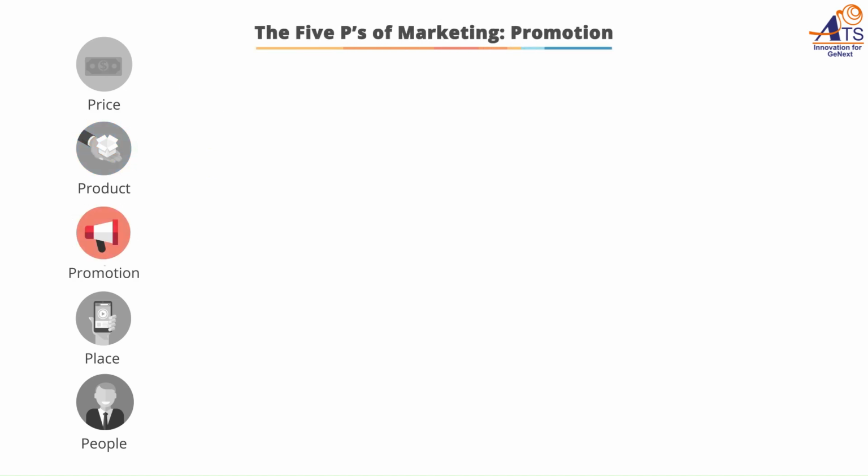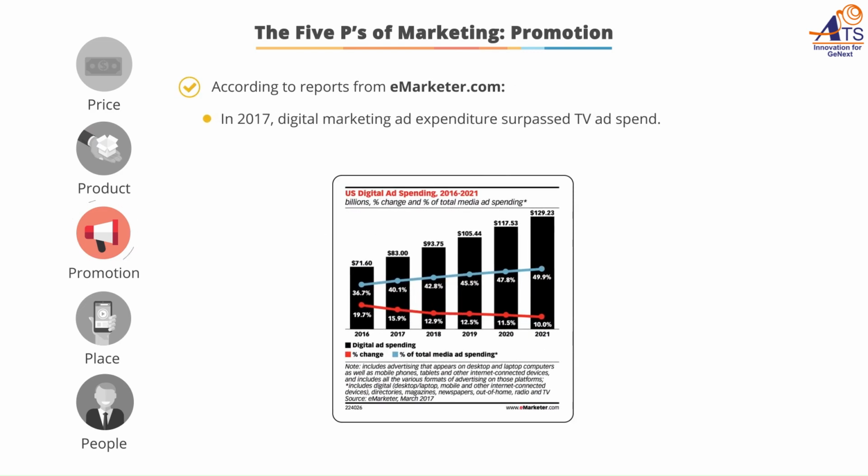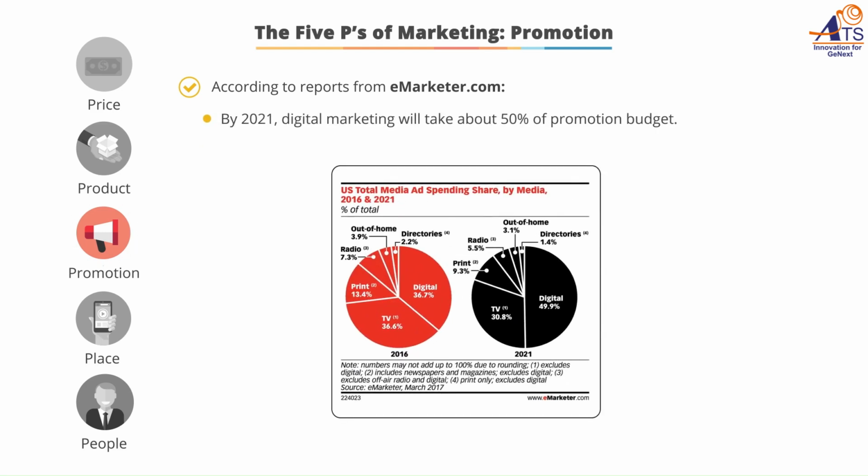The third P we look at is promotion. The 2017 eMarketer forecast noted that ad expenditure has surpassed TV for the first time, and the gap will widen by roughly 10 billion in the upcoming years. So although the pace of change is not as fast as before, the total media spending is still increasing. By 2021, we expect that digital will take about 50% of the available budget for promotion.